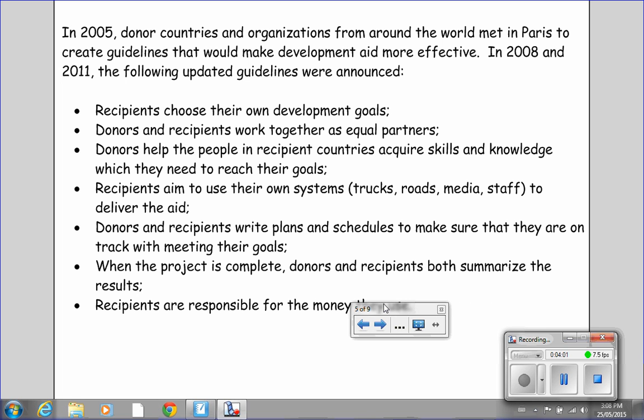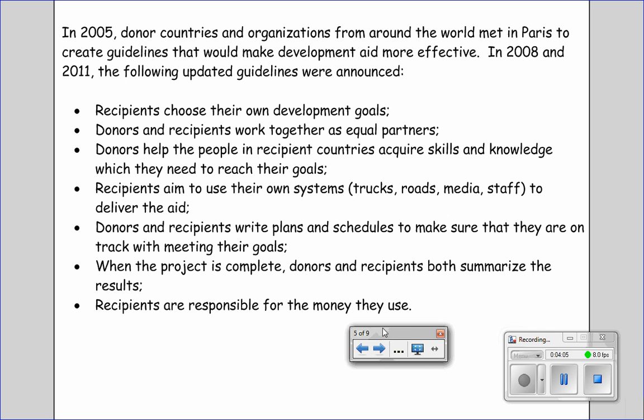In 2005, donor countries and organizations from around the world met in Paris to create guidelines that would make development aid more effective. In 2008 and 2011, the following updated guidelines were announced. Recipients would choose their own development goals. Donors and recipients would work together as equal partners. Donors would help the people in recipient countries acquire skills and knowledge which they need to reach their goals.